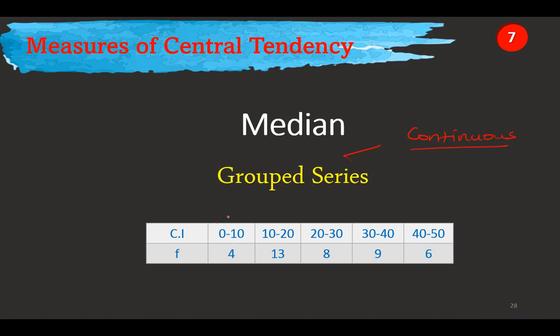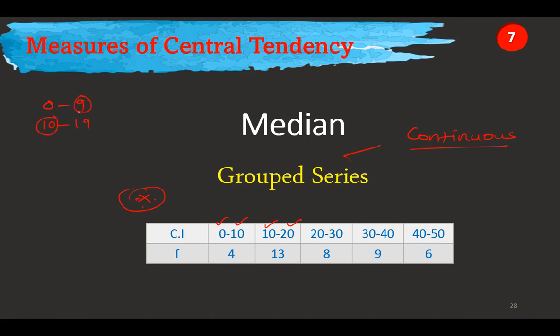See, the lower limit is 0 and 10, then 10 and 20. The only point you have to note here is very important. It starts with 0 to 10, then 10 to 20, then 20 to 30. Like this, it should be continuous. Otherwise, we have to make it continuous. For example, if I have 0 to 9 and 10 to 19, then this is not continuous.